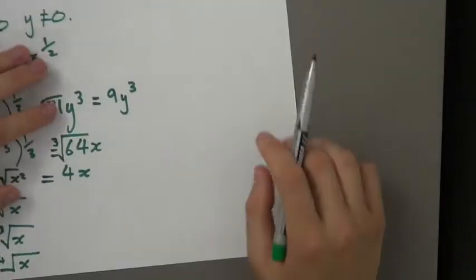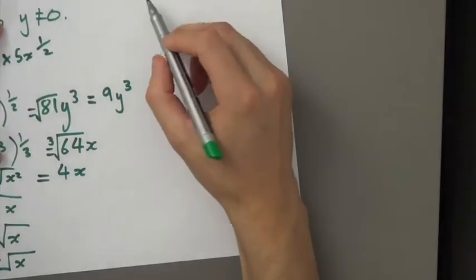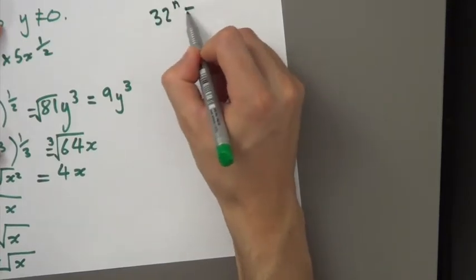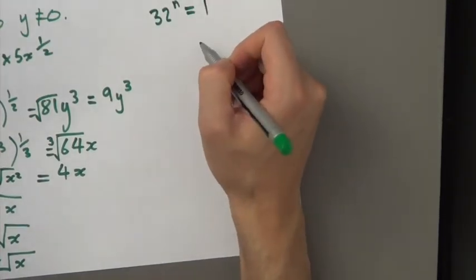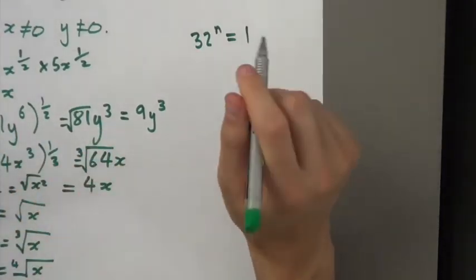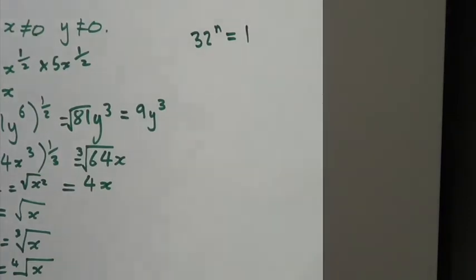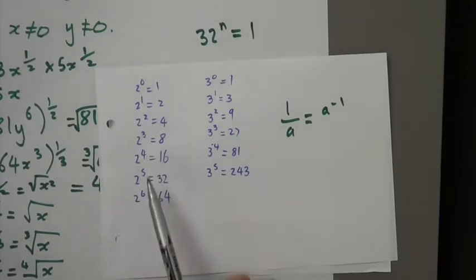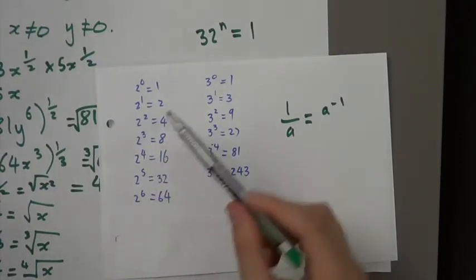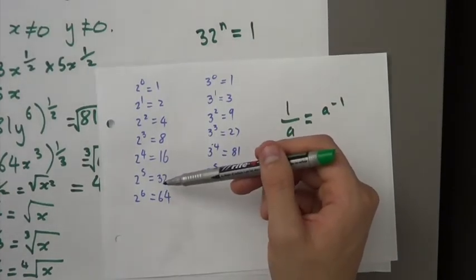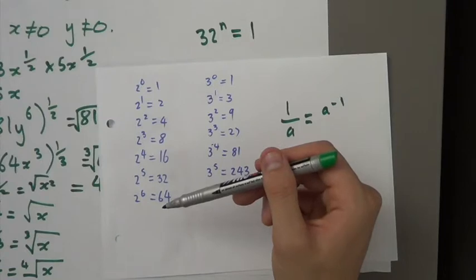So the next question says, find the value of n when you've got this. Now we need to look back at this sheet here. This is what I told you to remember or make sure you're familiar with. Let's have a look for 32. Here we go. 32 is 2 to the power of 5.